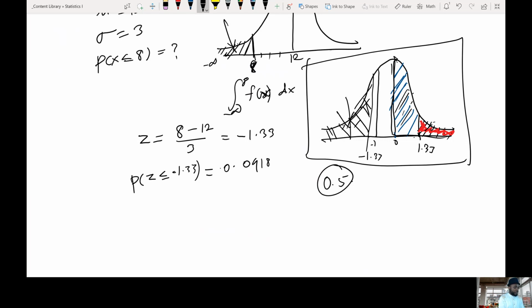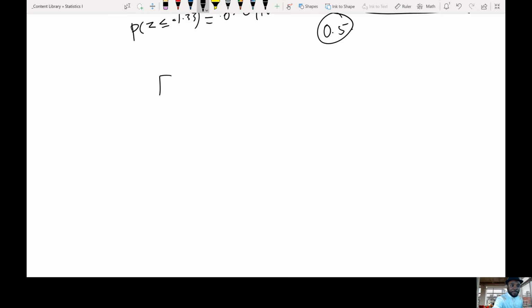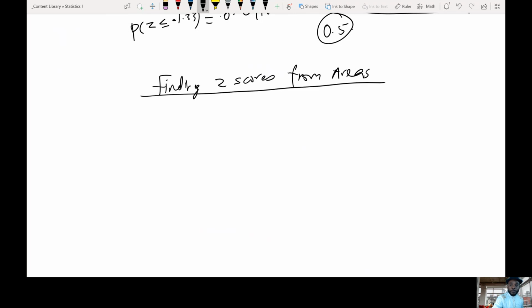So next, let's look at something different. How do you find the z-scores from the area? We knew the z-scores and we found the area. Now, what if you're given the area? How do you find the z-score? This is now the inverse. And from areas, referring to the probability. So you know the probability. How do you now find the area?